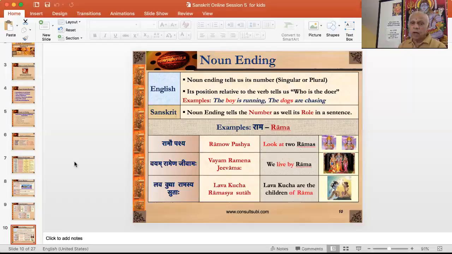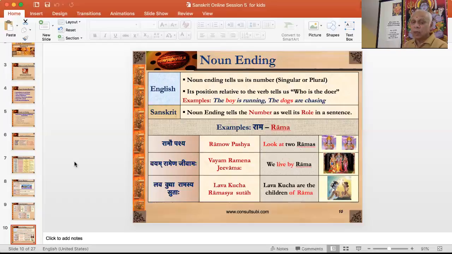Third, Lava Kucha Ramasya Sutaha. Lava Kucha are the children of Rama. When you say Ramasya, it means of Rama. So the noun Rama also defines here Ramasya means of Rama. In English, if you don't say of, it doesn't mean anything. But here when you say Ramasya, it means of, belonging to. Like Ramasya Patni Sita. Rama's wife is Sita.